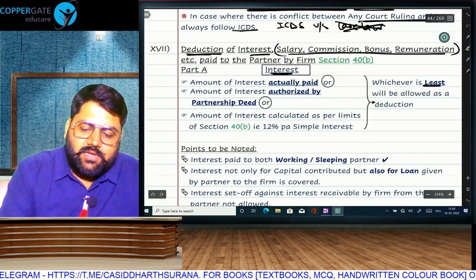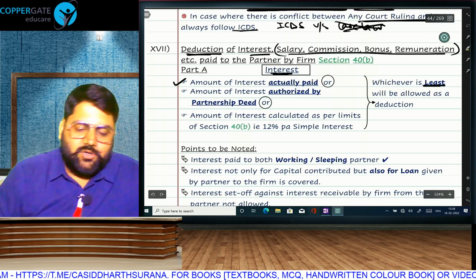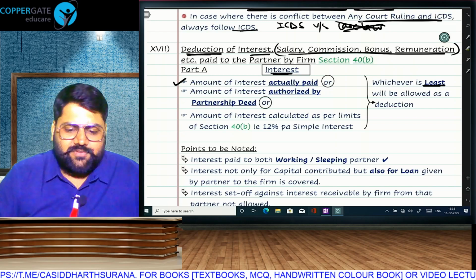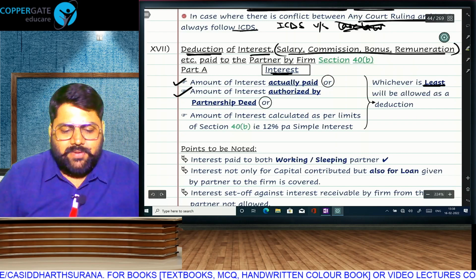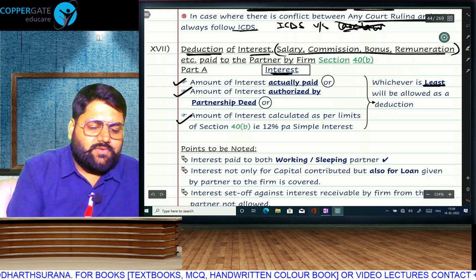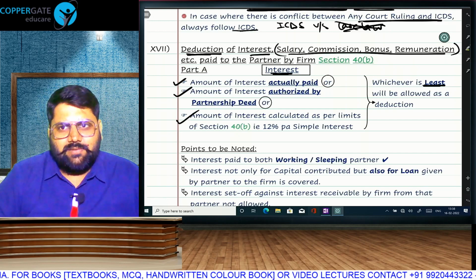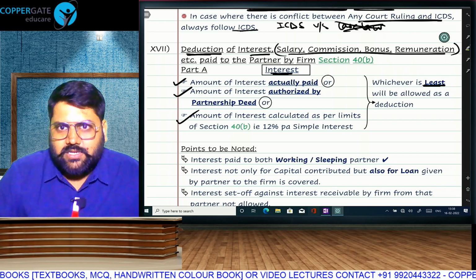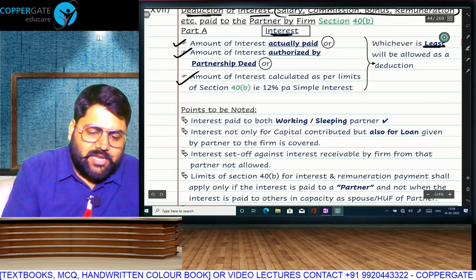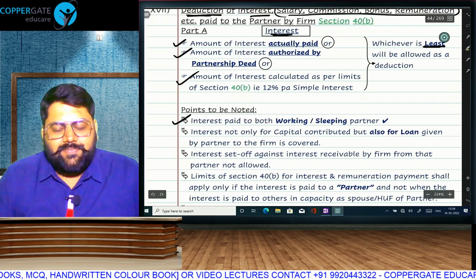Deduction is going to be least of the following. Actual amount of interest paid, obviously we come to know that from the P&L account. Amount as per the partnership deed, which will also be given, and 12% per annum simple interest. Whichever is lowest will be allowed. This interest can be paid to working partner or sleeping partner both.